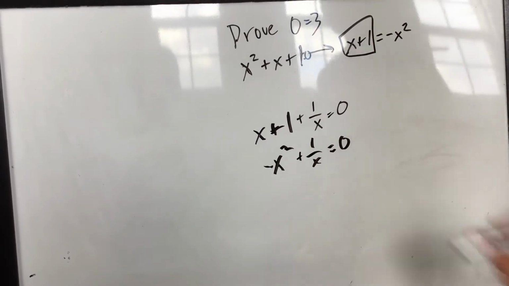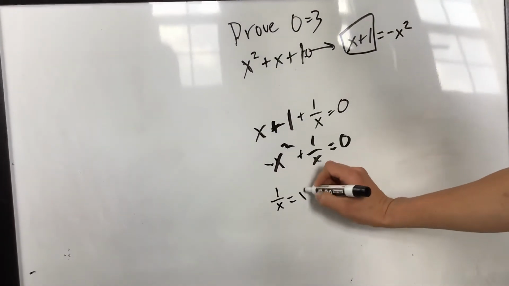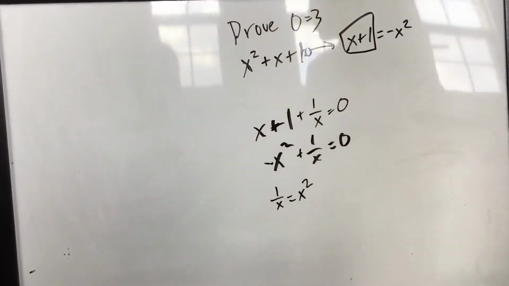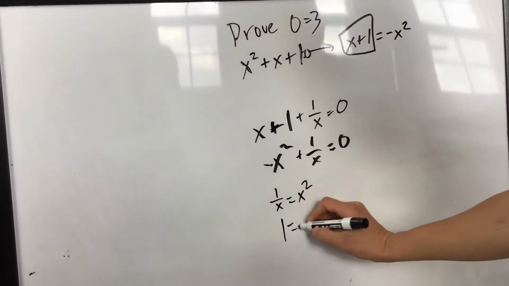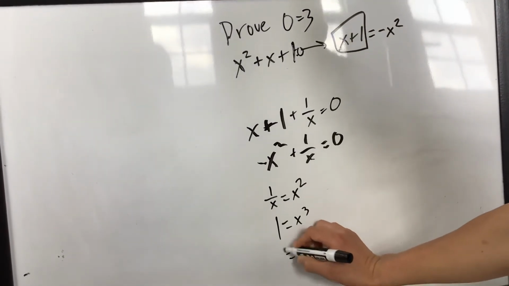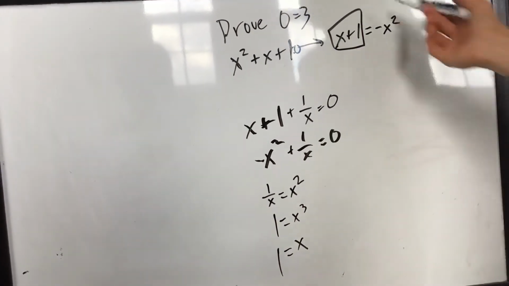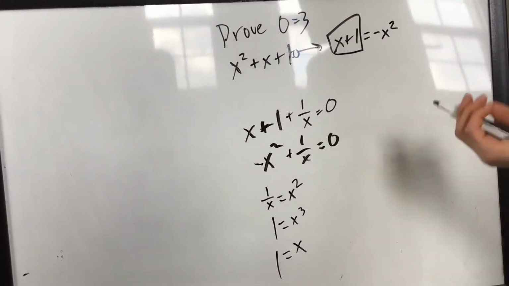Now if we continue to solve this, let's bring the x squared to this side. So we get 1 over x equals x squared. If we multiply x by both sides, then we actually get 1 equals x cubed. So then you notice x actually equals 1. So let's plug this into the equation because this is a solution of the equation through substitution, and it's all legal stuff as you can see.